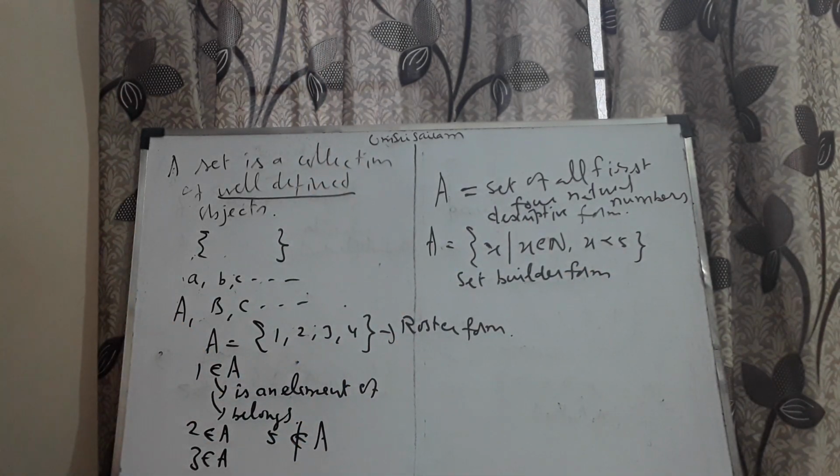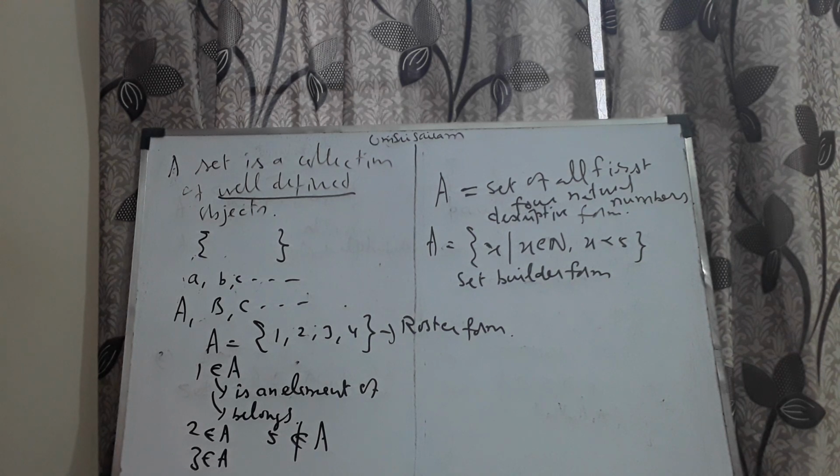If I write everything as it is given, without repeating anything or thinking of any order, it is called roster form. And elements are written only once. If I write 1, 1, 2, 3, 4, it makes no sense. It is enough to write 1 once.